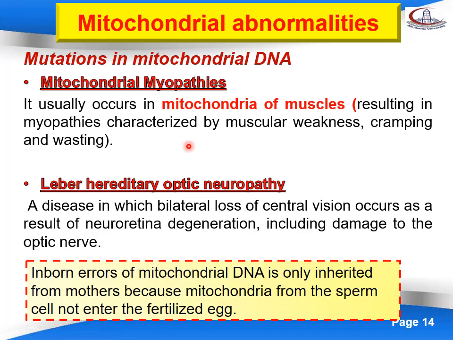The hereditary mutations of mitochondrial DNA come from the mothers, because the mitochondria of the sperm do not enter the fertilized egg. So it is referred to the mother, not the father. If the father has this disease, his offspring will not have it. But it is inherited from the mother and her family, because the mitochondria come from the ovum and not from the sperm.